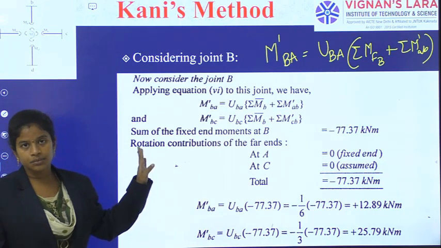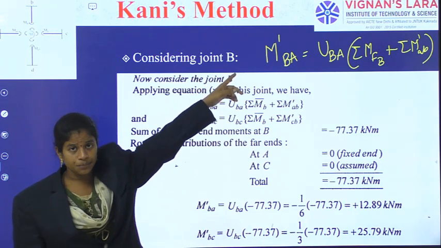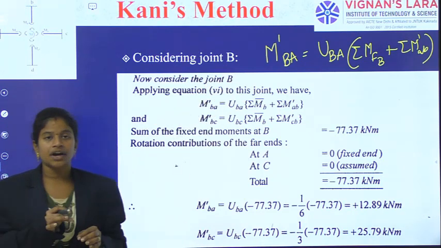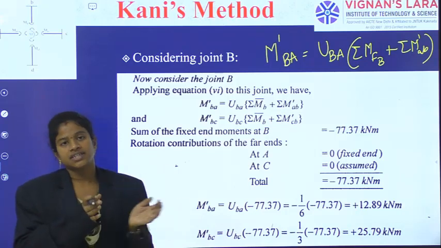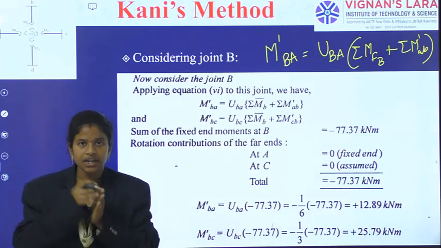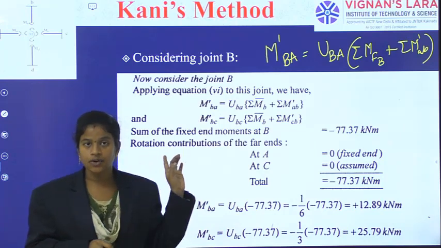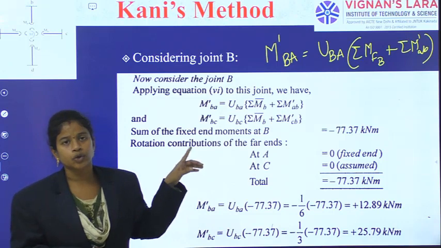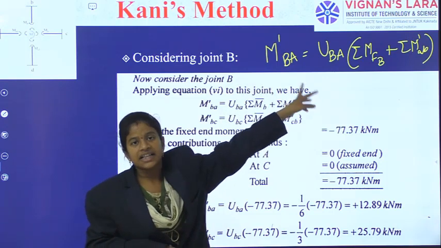Similarly, the rotation contribution at B towards C, you can also write the formula. So the formula is very important. Firstly, at joint B, means at B, the rotation contribution at B towards A, the rotation contribution at B towards C. So M dash BA, M dash BC. Dash is for the rotation contributions, which is equal to U. What is there in the suffix? The suffix will be there.